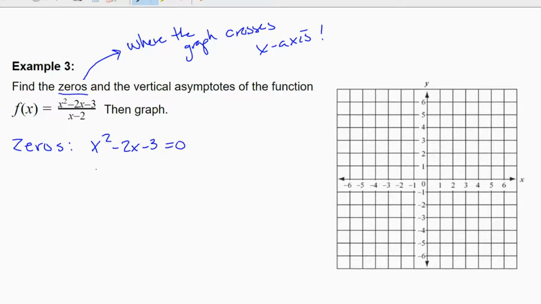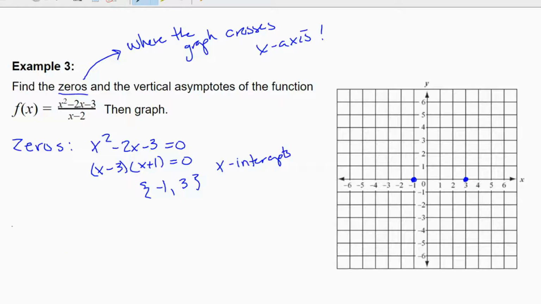All right, well, this looks like one thing that we can factor. So let's go ahead and factor. So we have x minus 3 and x plus 1, and that gives us solutions of -1 and positive 3. So these are my zeros, my x-intercepts. So I'm going to go ahead and plot them. I have an x-intercept at -1, and I have an x-intercept at positive 3. This is not enough information to graph. We're going to go and then find our vertical asymptotes.